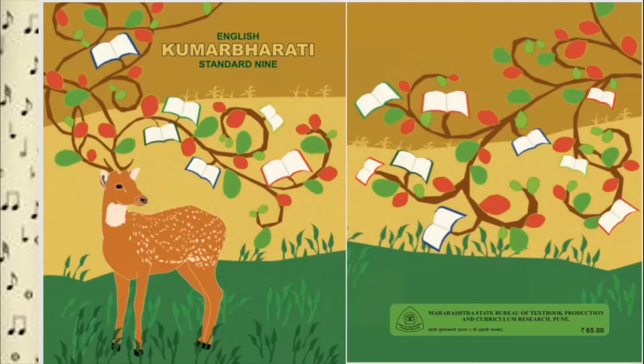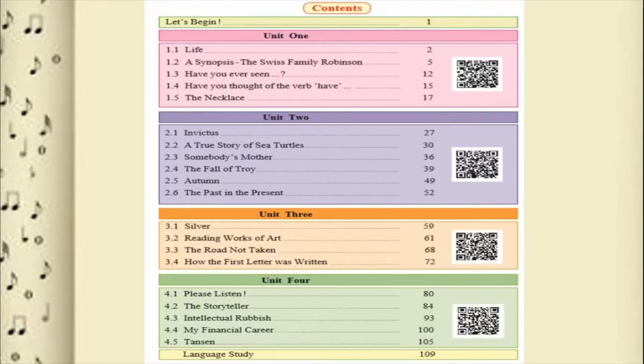And the cost of the textbook also is given to us. So this is an analysis, or we are just going through the textbook. Okay, this is the outer part of the textbook. Now let us go in and let's glance at what all things we are going to learn this year as part of our 9th standard English syllabus.